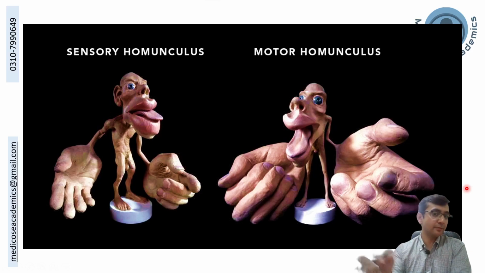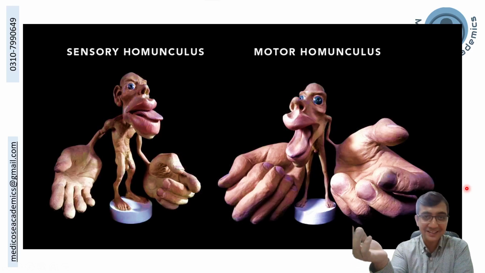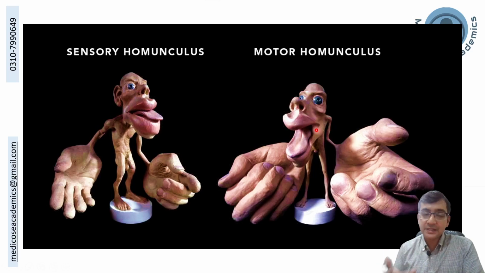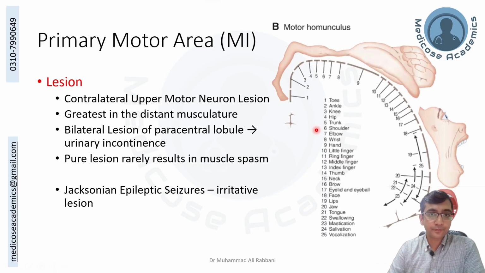So I like this picture very much, the artistic representation of the motor homunculus. We will see this picture with the primary sensory area, but you can see so much area is dedicated to the hand as compared to the limbs, upper and lower, and so much area is given to the face and especially the lips and tongue, because they are involved in your fine skills, that is, your speaking.